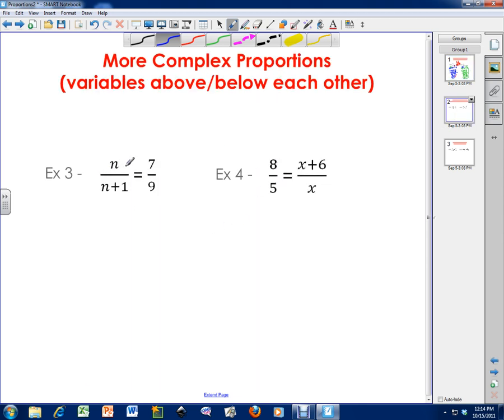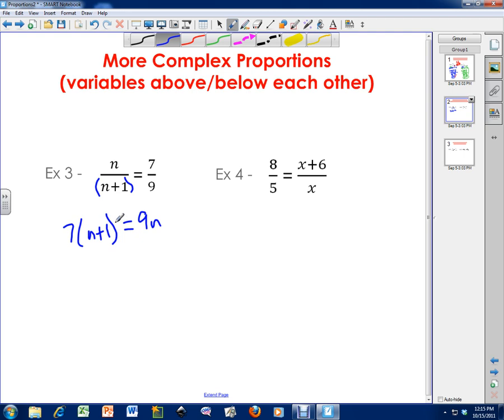Again, treat this lone variable like you normally would, but we need to put parentheses around this variable with a +1 right next to it. So (n + 1) in parentheses. We're going to solve this problem just like we did in the last slide. So 7 times (n + 1) equals 9 times n. You always want to write things down the way you're normally used to seeing them.